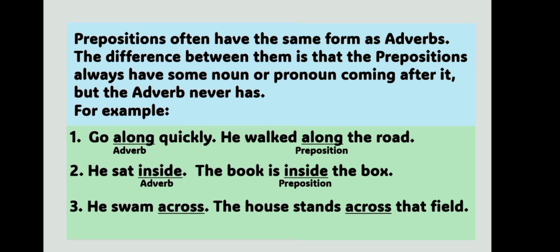Number 3. Again we have two sentences. He swam across, and the house stands across that field. Here the word across is an adverb, as it is not followed by any object, whereas the same word across is a preposition in the second sentence, as it is followed by an object, that field.